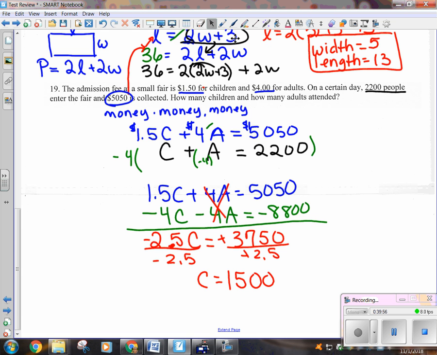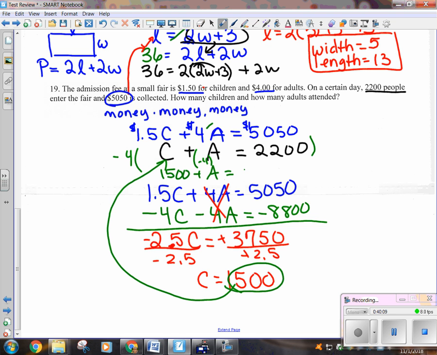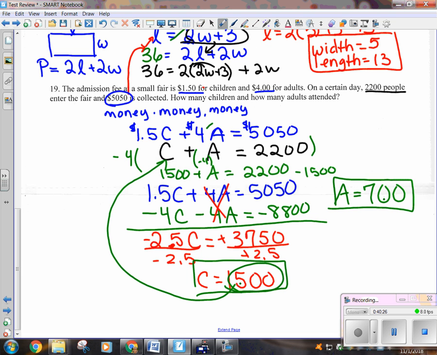Now, I do need both answers. So in this case, I'm going to take my answer for C, and I'm going to put it in the easiest equation. To me, the easiest equation is right here. So if I had 1,500 kids, how many adults do I need to add up to 2,200? Well, if you subtracted 1,500, you would find out that you need the adults total 700. 700 plus 1,500 would add up to be 2,200. So 700 adults, 1,500 children came to the fair.